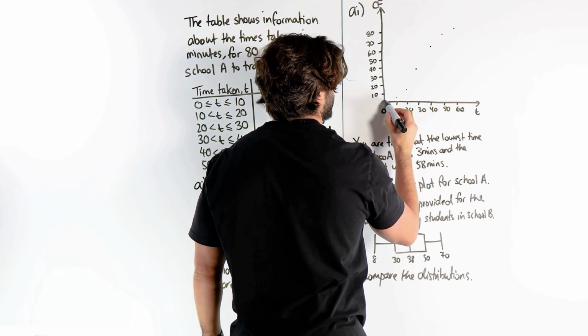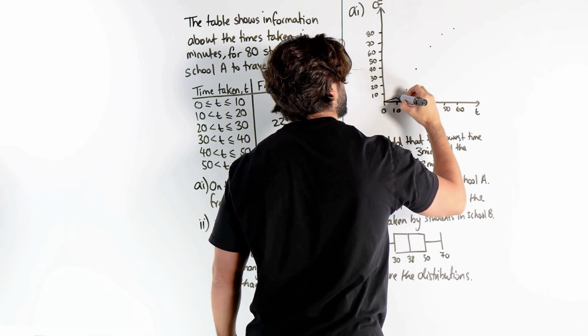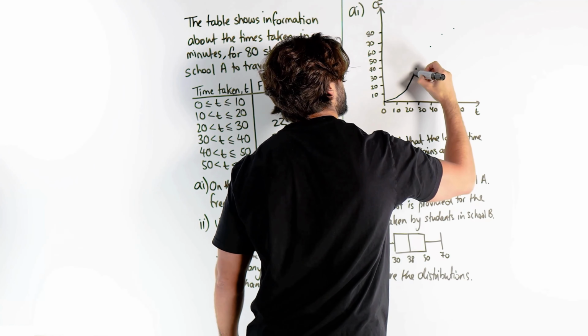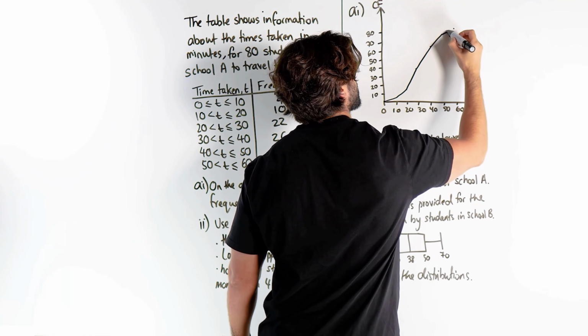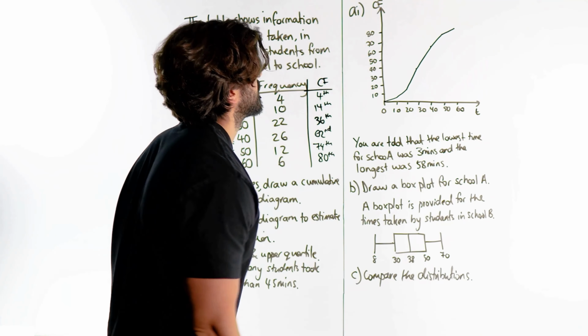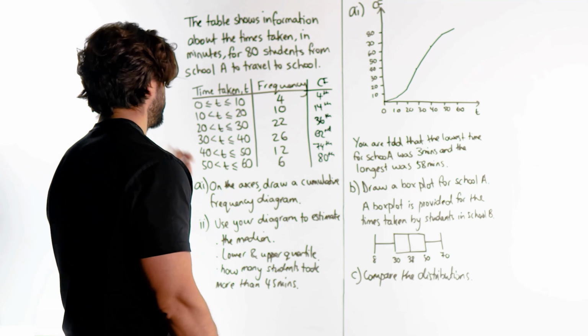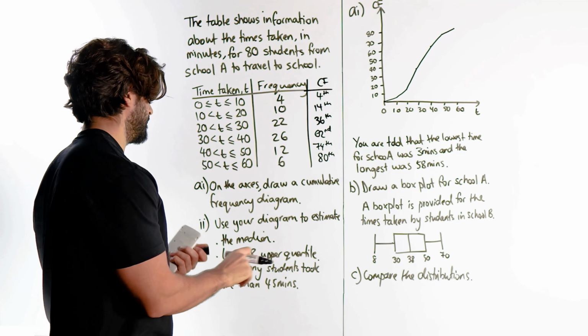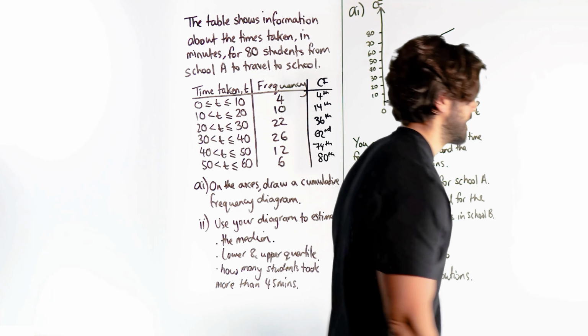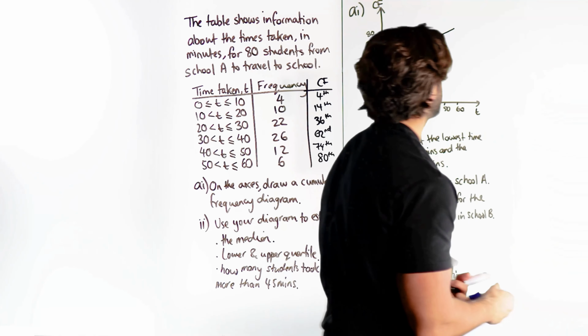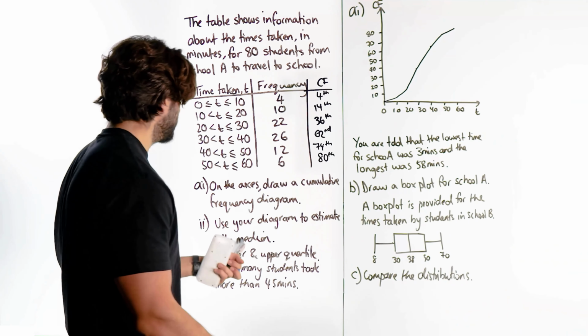Now here you're gonna have to use a ruler. Now I'm gonna do my best. Is looking like this, looking beautiful, mate. There we go. That is my cumulative frequency diagram. Use your diagram to estimate the median. Now with all of this stuff, guys, you need to use a ruler, okay? Me, I'm freestyling it.